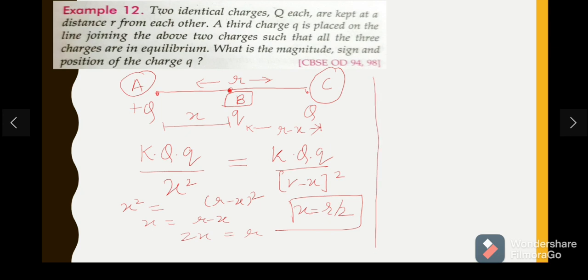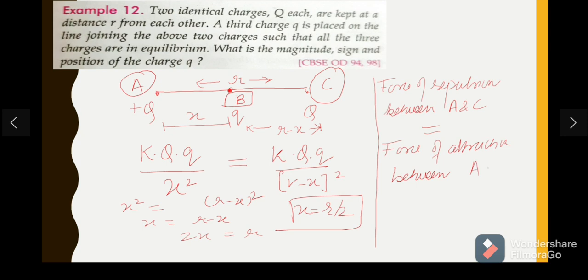Now to find out what is the amount of charge that should be kept, we will use the condition that the force of repulsion between A and C should be equal to the force of attraction between A and B. Only then the system is going to be in equilibrium.